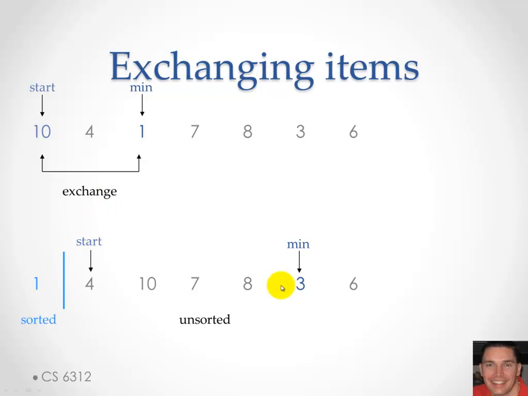So I'm going to have 2 halves to this same list now. The first half is going to be the sorted. The second part is going to be my unsorted list. So as start moves over, everything to the right of it is still going to remain unsorted.